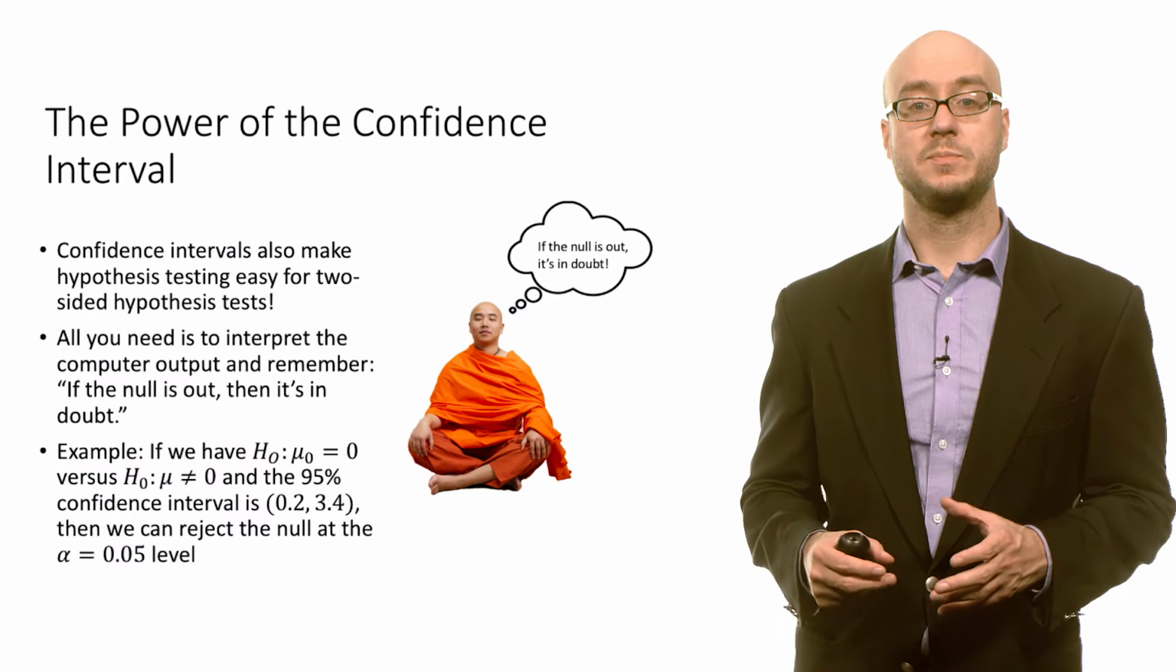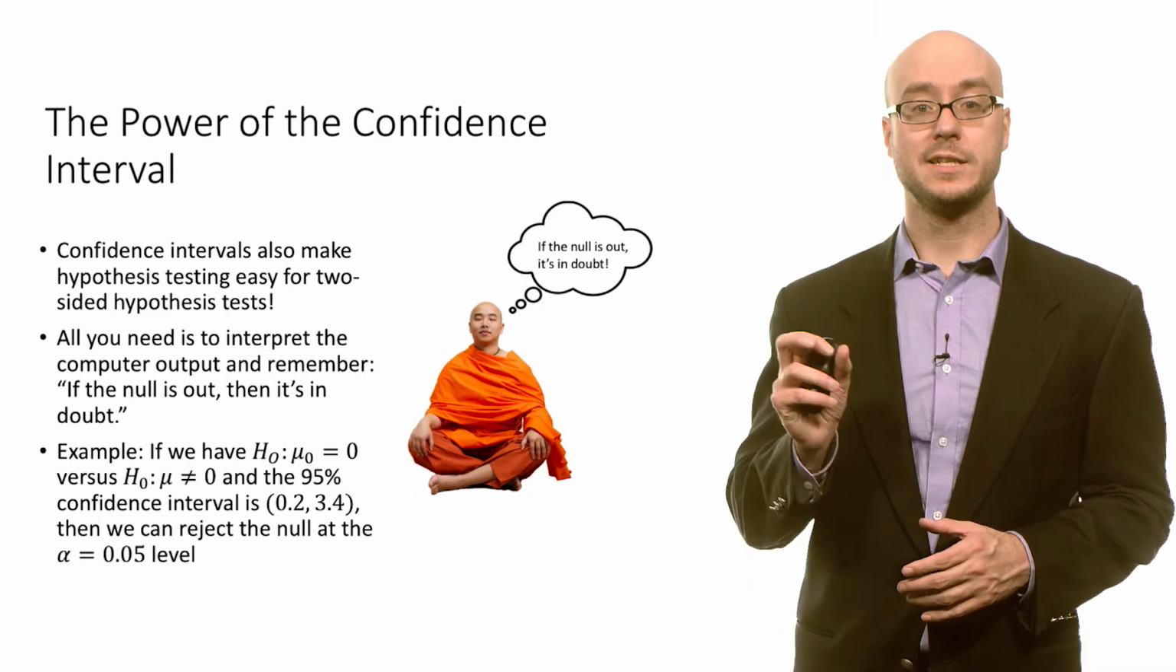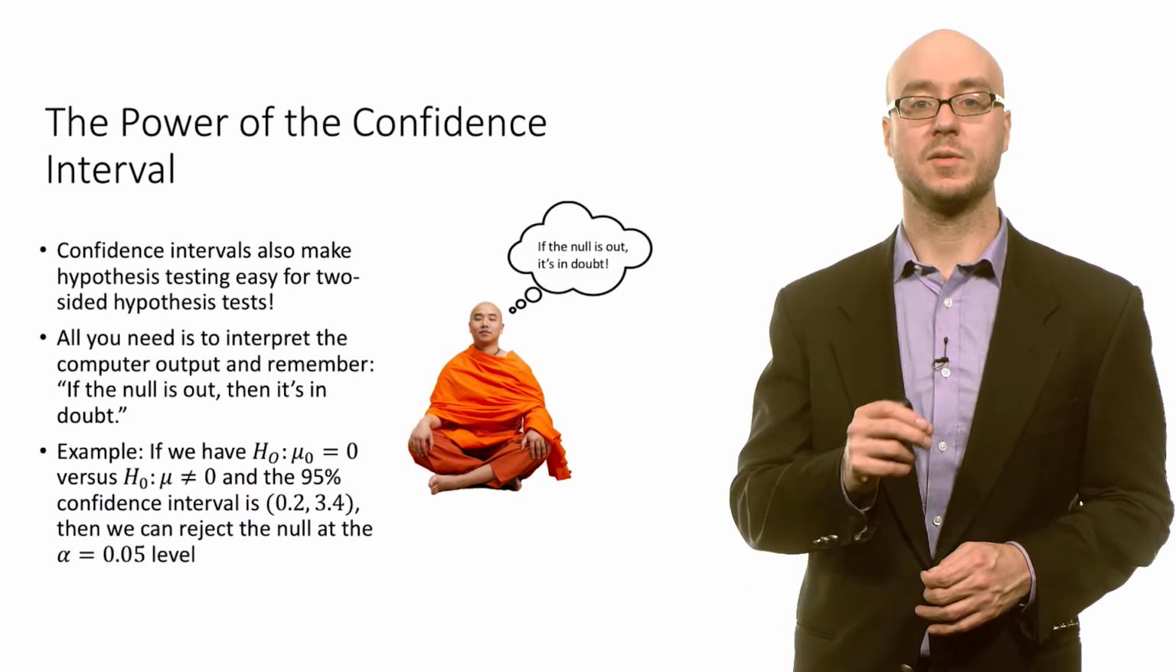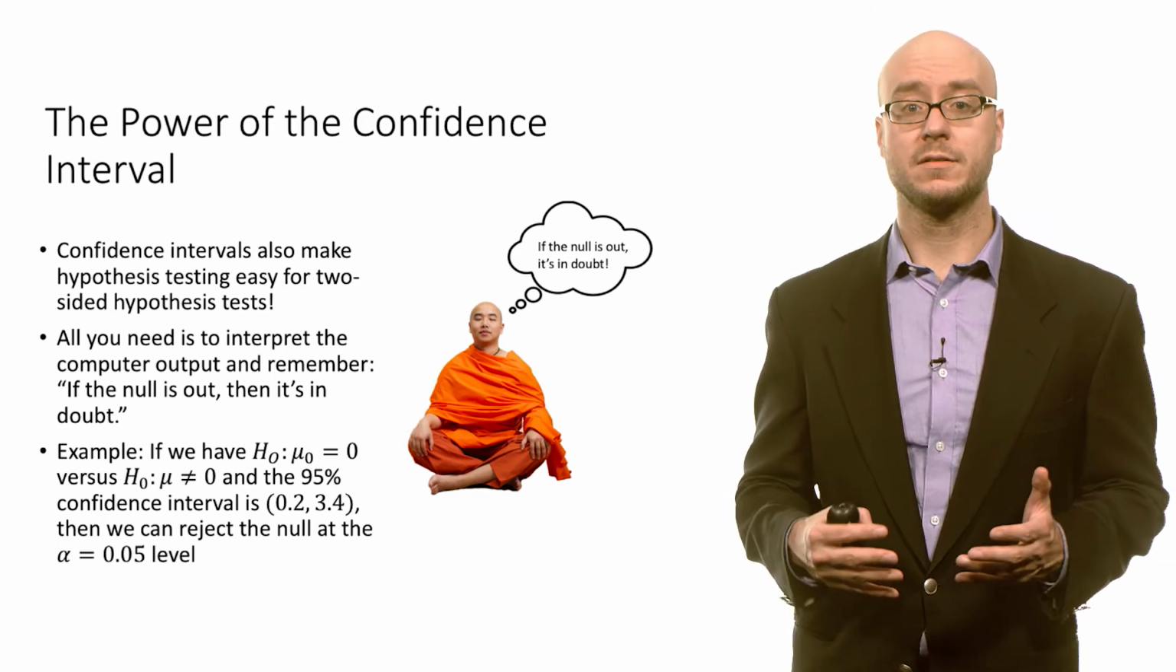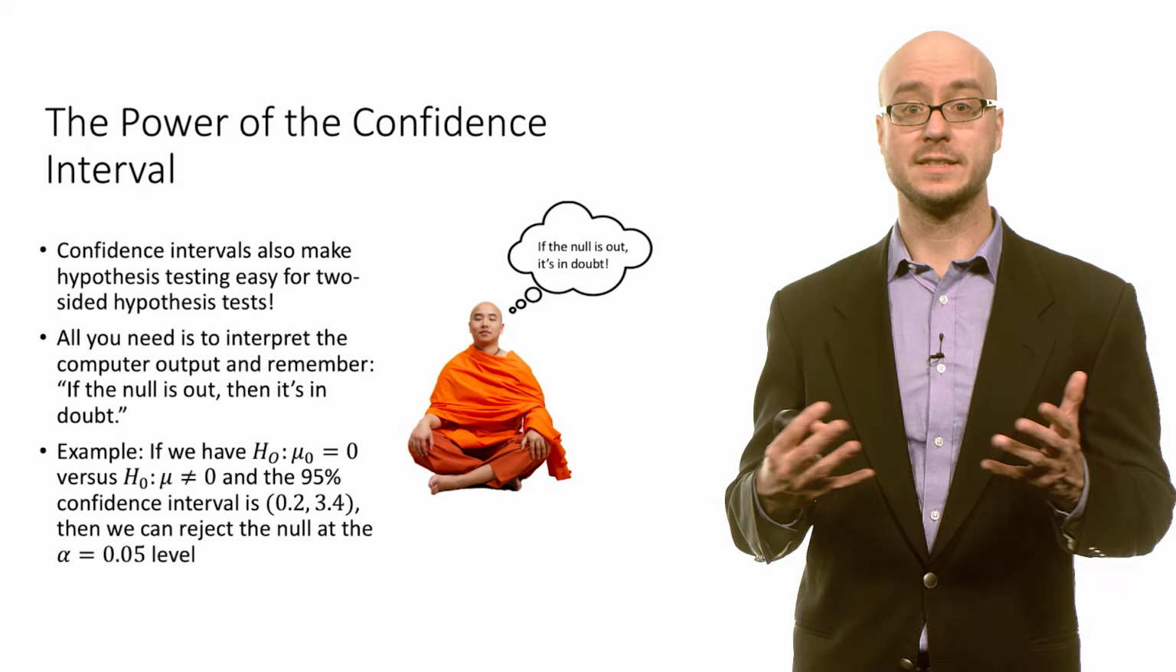To put it another way, if you have a null hypothesis that the population mean is 0, versus the alternative that the population mean is not 0, and the 95% confidence interval is from 0.2 to 3.4, then you can reject the null at the 0.05 level. That's because that interval does not include that claimed value of the population mean. It does not include 0. To put it another way, if the null is out, then that null is in doubt.